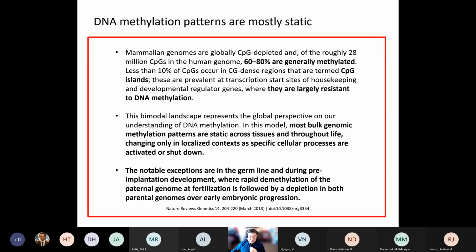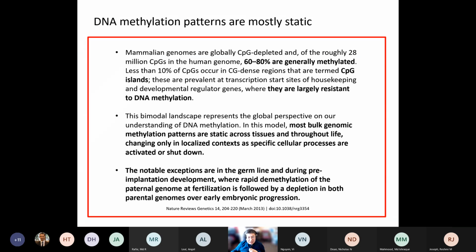So the first paragraph says, the majority of the CpGs are methylated. But if the CpG is in the CpG island, generally speaking they are not methylated. So that's the first information. And then here comes the bimodal landscape. In this landscape, it describes that the bulk of genome methylation patterns are static across tissues and throughout life. So throughout life and also across different tissues, the majority of the DNA methylation will not change. It's quite static. It's always methylated.